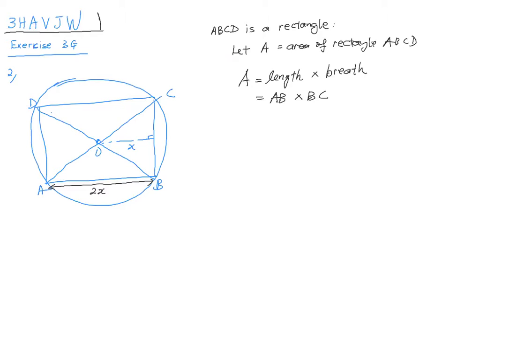Christopher, may I know, is 2x equal to 10? The diameter is 10. So is it 2x? 2x is the length of AB, the length of the rectangle. So this is 2x.